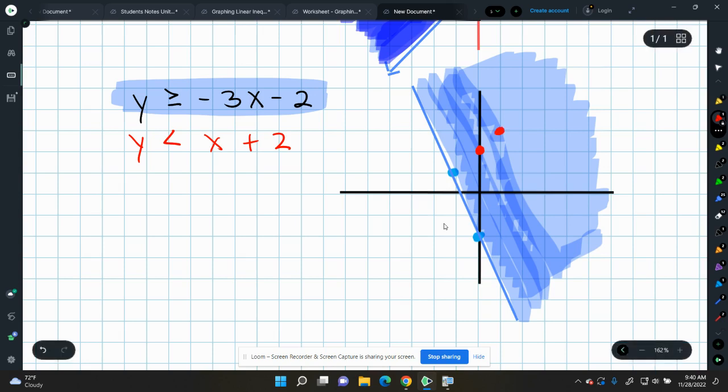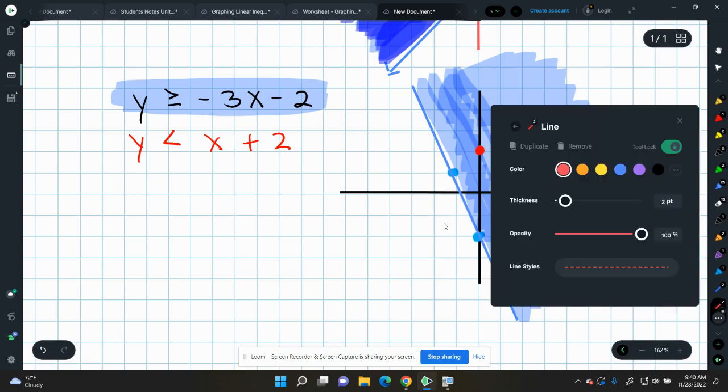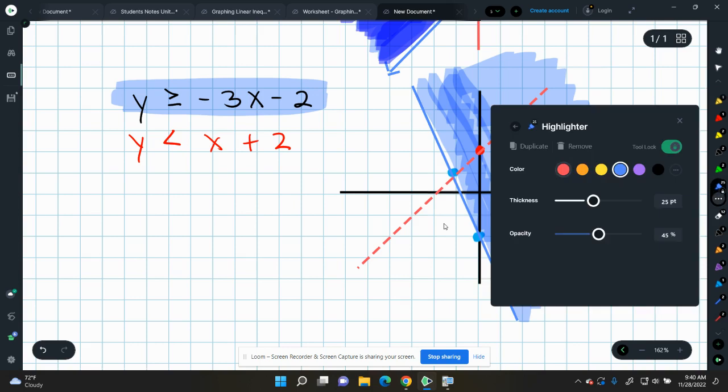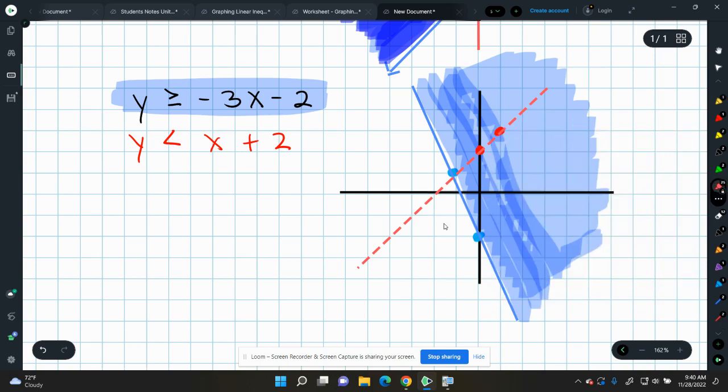Good. So is this a dotted or a solid line? Dotted line, yes. And then we have to shade it. Caroline, which side do I shade? Shade below. Below, right.